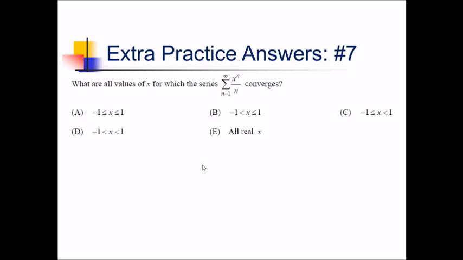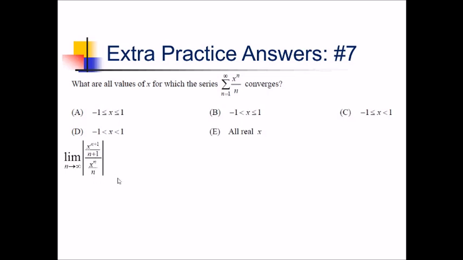For number 9, we're trying to find all the values of x for which this series converges. This is an interval of convergence question, so we're going to go straight to the ratio test because it's not a geometric series. So we have the limit as n approaches infinity of the absolute value of the n plus 1th term, that's x to the n plus 1 over n plus 1, all of that over the nth term of x to the n over n.